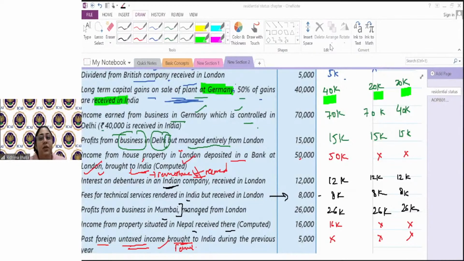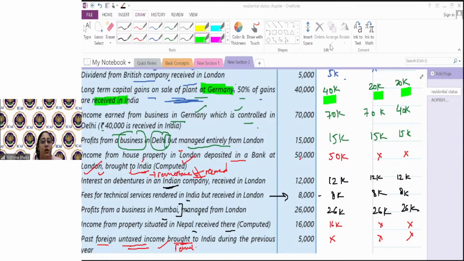Income earned from business in Germany which is controlled in Delhi, 40,000 received in India. First of all, where is the business? Outside India. So outside India, receipt is happening, mostly outside India. Only the amount of income which is received in India would be taxable for non-resident. But in ROR case, everything would be taxable because it is irrespective wherever it is accrued.